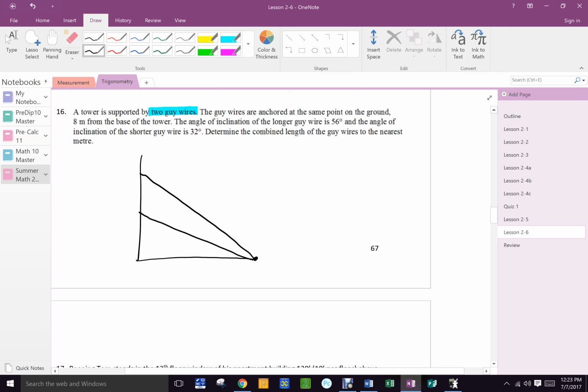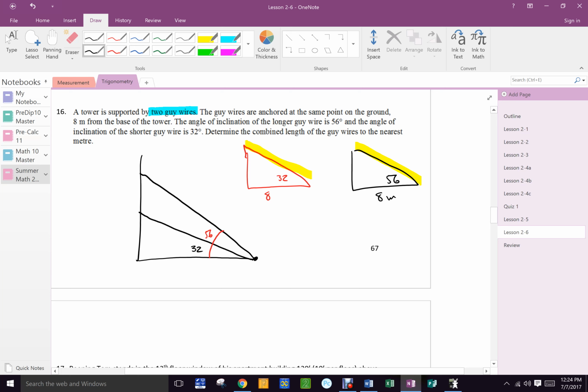Now, one of them is 32. The other one is 56. I want to know the length of the 2 wires. So I have this triangle, which is 8 meters away and 32. And I have this triangle, which is 8 meters away and 56. I want to know how much wire I have to buy. So I need that distance and that distance. Those are both what? Which side? They're both hypotenuses, yes? Hypotenae. I don't think that's the right word.